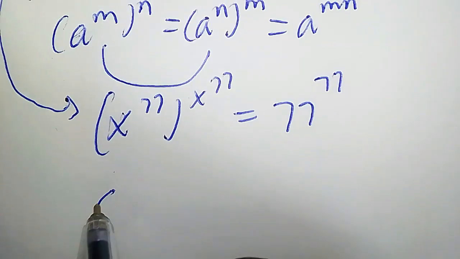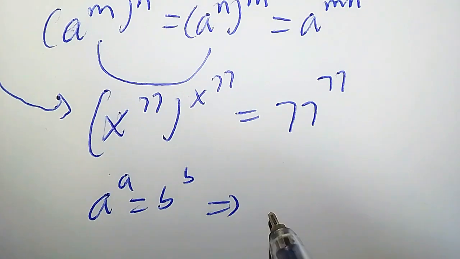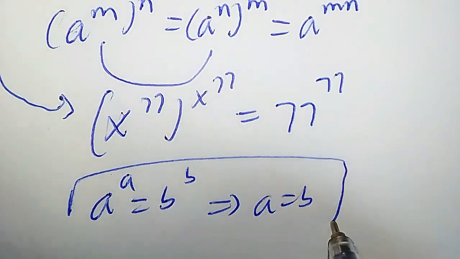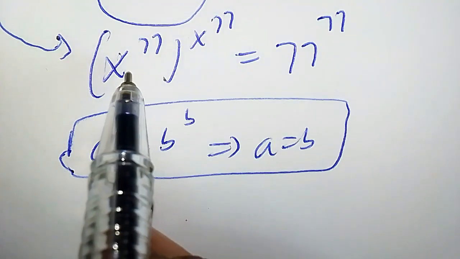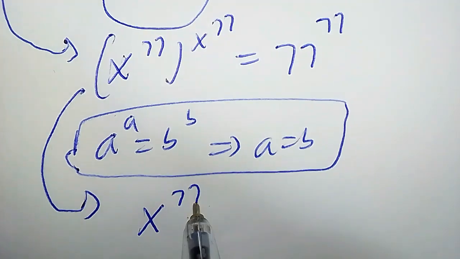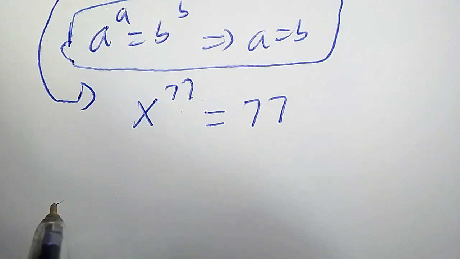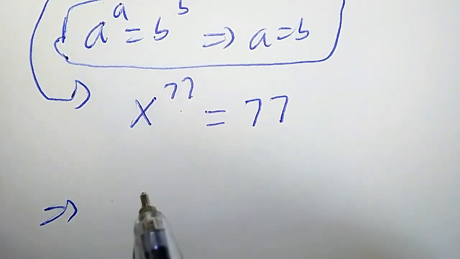Now recall that whenever we have a to the power of a equal to b to the power of b, this implies that a is equal to b. Take note of this property. Applying this property to this left hand side, from here we're going to have x to the power of 77 equal to what? 77.